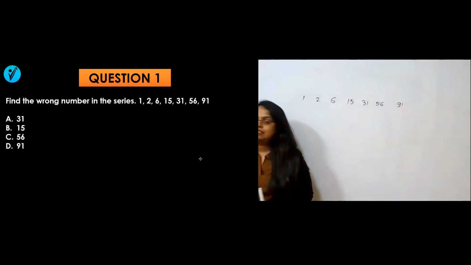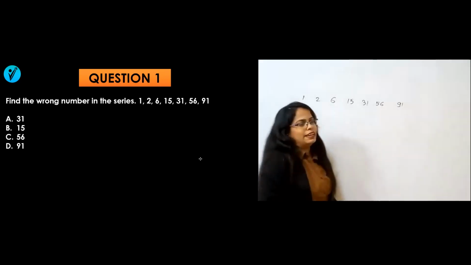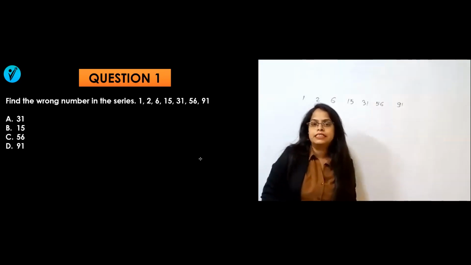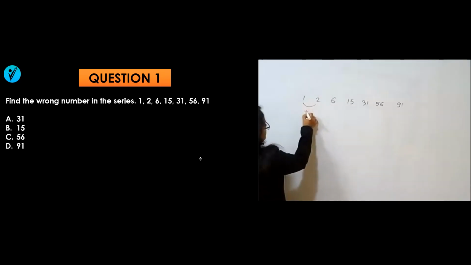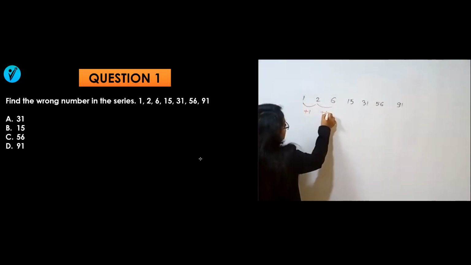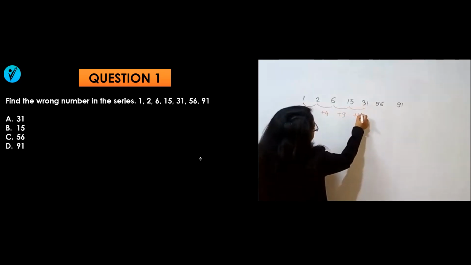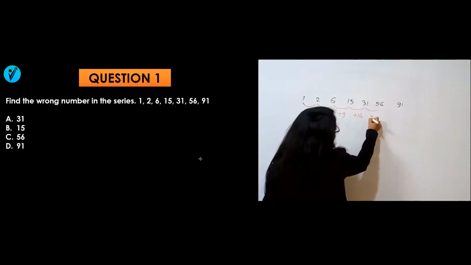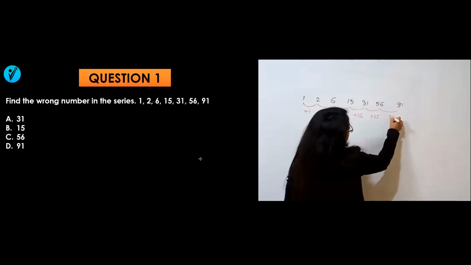What is this series? Let's see. We can see there is no multiple or anything like that. So we will find the difference. What is this difference? This one is increasing by +1, +4, +9, +15, +16. This one will be +25. This one is +35.